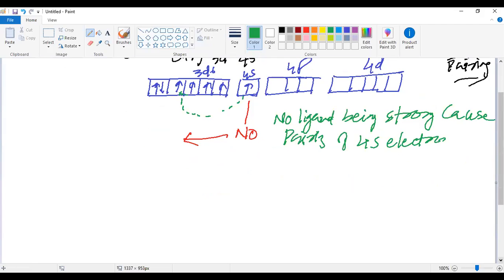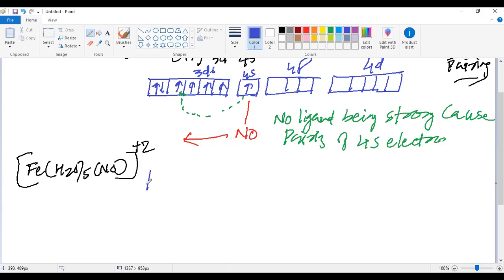So now when we write the electronic configuration for our compound Fe H2O5 NO plus 2, my dear students, how shall we write this? That we will have these 5 3d orbitals, this orbital also becomes paired because the electron from 4s comes to this.